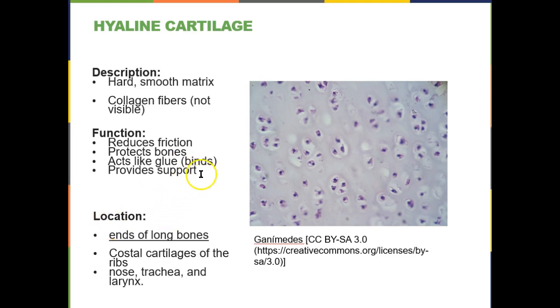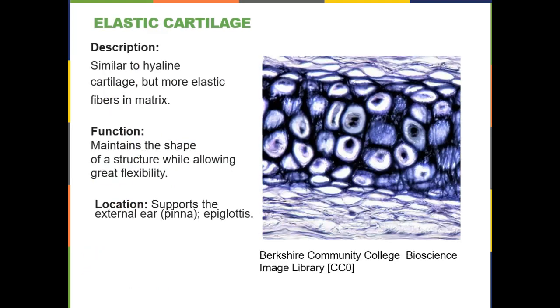It can also just provide physical support and act like a glue. The cartilages in your rib cage attach ribs to your sternum, acting as both glue and support. You've also got a fair amount of hyaline cartilage in your nose, trachea, and larynx, stiffening and supporting those structures. So it shows up in a lot of different places, but you want to know the basic description, the functions, and places where you would find it.